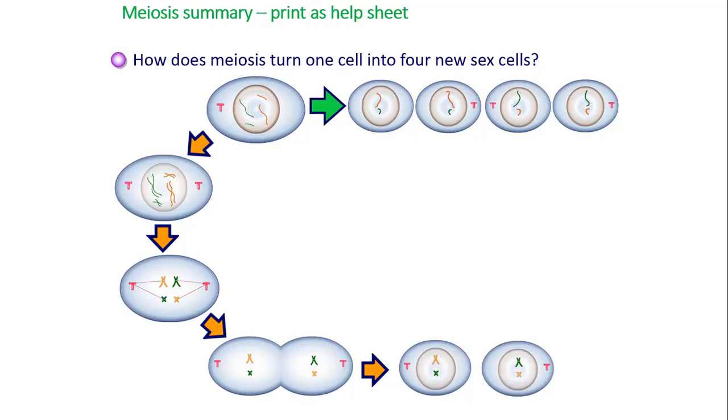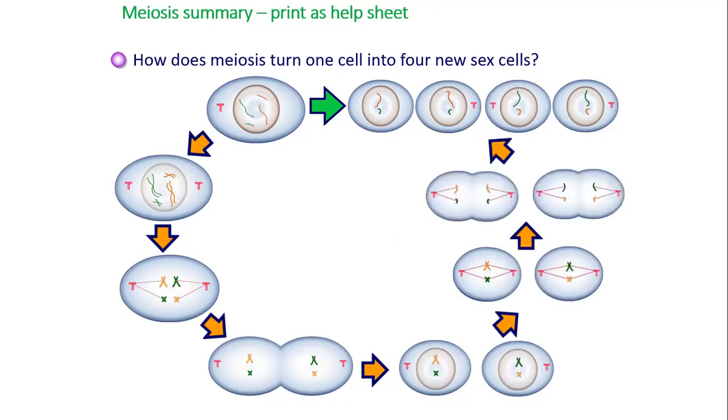Then they go through cell division again. They line up along the middle of the cell. The spindle fibers attached to the centromeres. The centromeres pull the chromosomes apart to either side of the cell. The cell then splits, goes through cytokinesis, and then we get 4 separate cells.